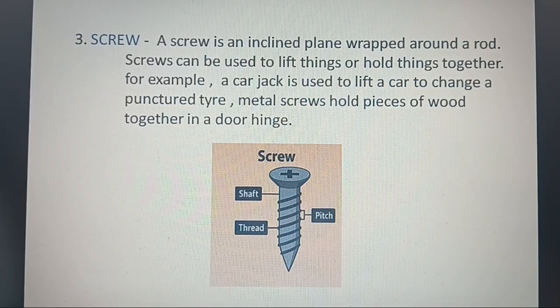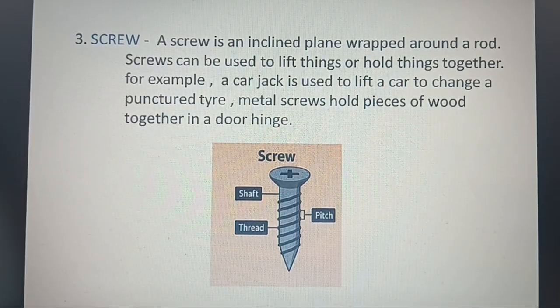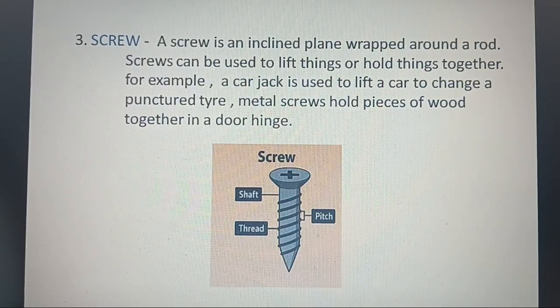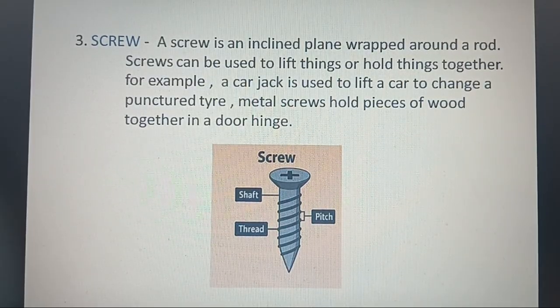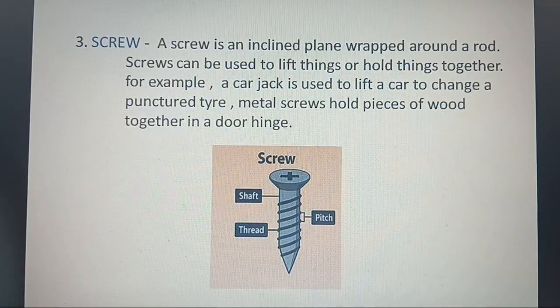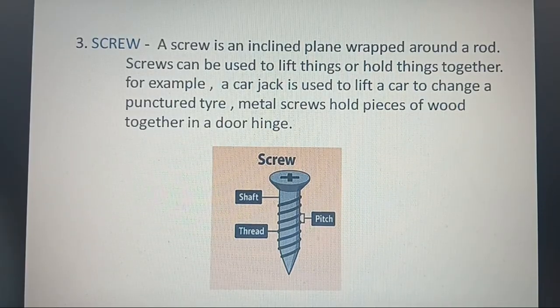Now, the third simple machine is a screw. A screw is an inclined plane wrapped around a rod. Screws can be used to lift things or hold things together. For example, a car jack is used to lift a car to change a punctured tire. Metal screws hold pieces of wood together, as in a door hinge.